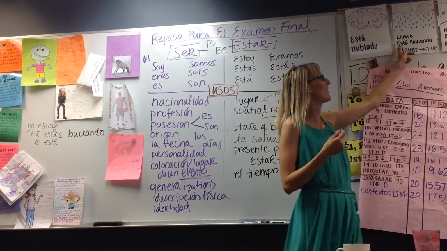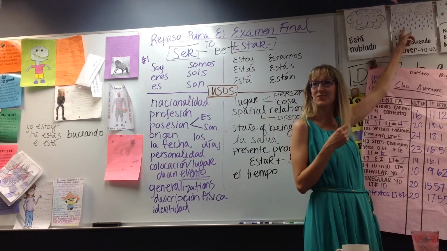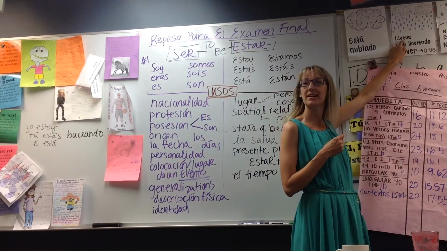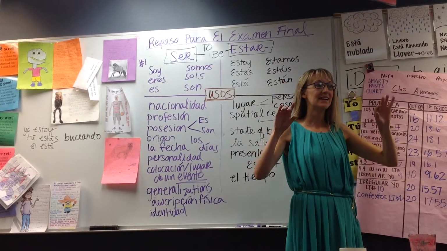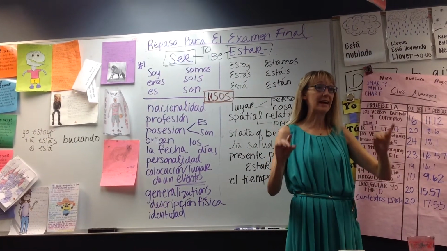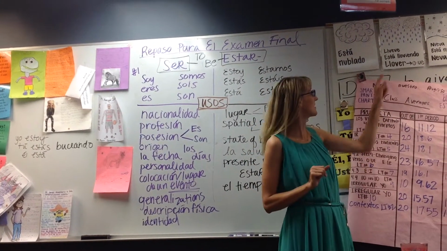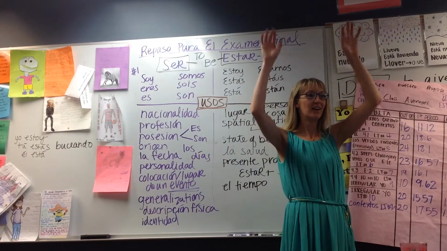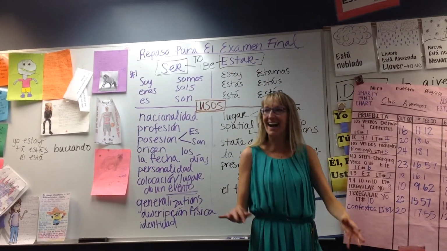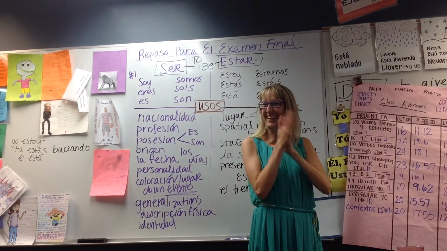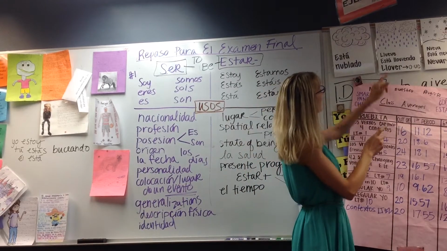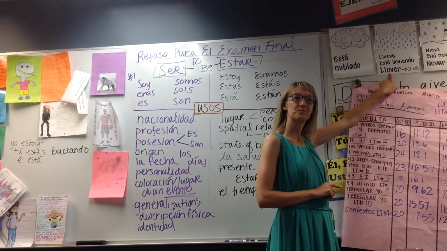Now, check this out. Do you know the difference between these two? ¿Qué significa llueve? Llueve is it rains. What is está lloviendo? It's raining. ING, right now. Isn't that cool? Okay, and the verb to rain is llover.